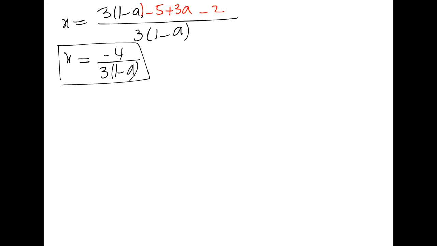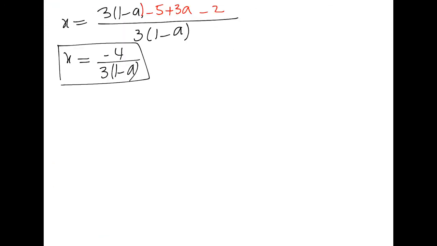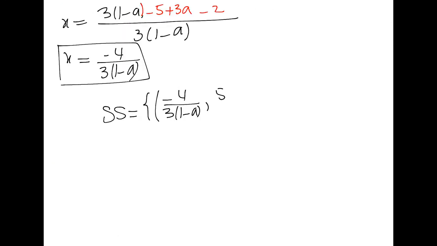So over here, do not forget that we're still working in the case where a is different than 1, not the case where the system has no solution. So in this case, the solution set of the system would be x, which is negative 4 over 3 into 1 minus a, and y, which is 5 minus 3a over 3 into 1 minus a, and finally z, which is 2 over 3 into 1 minus a.